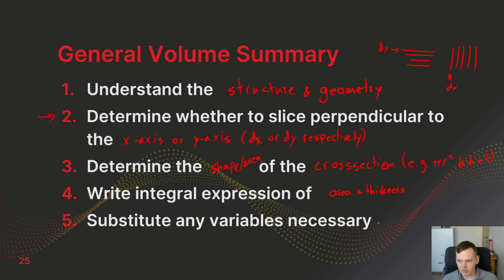Substitute any variables as necessary. So if you had pi r squared, figure out what r is, substitute it in. And then lastly, integrate and solve. So this is the general strategy. When I approach a problem, I think about what this looks like, which way I should slice it, and then based on that slicing, what the cross section is. I write it down, again, not worrying about the variables from the problem yet. Then I substitute in the variables, then I solve it.